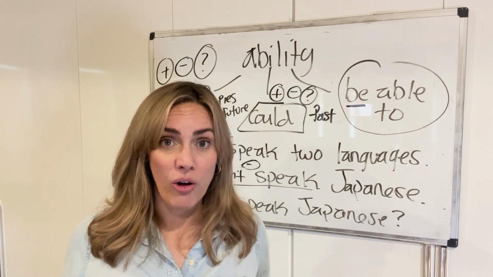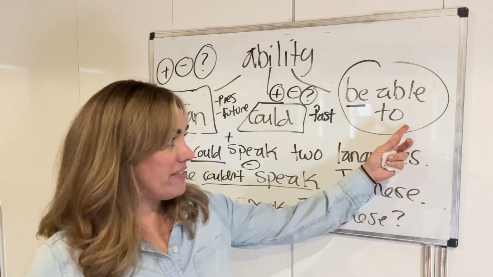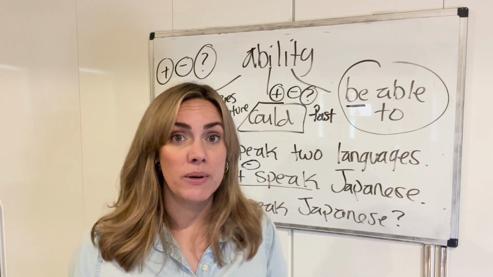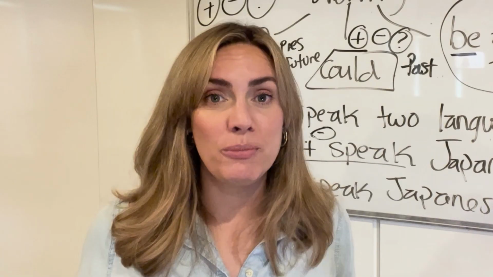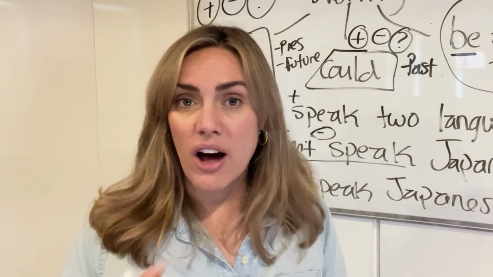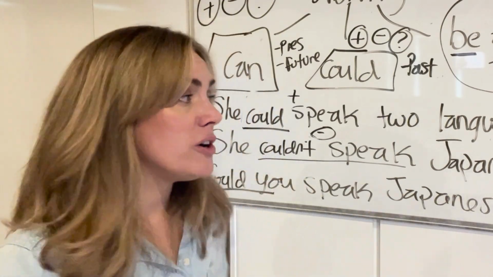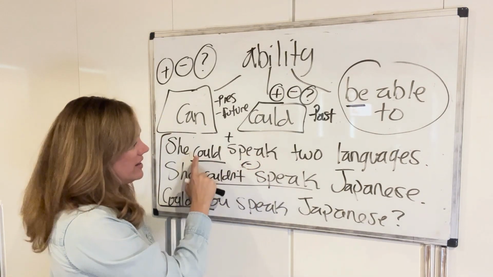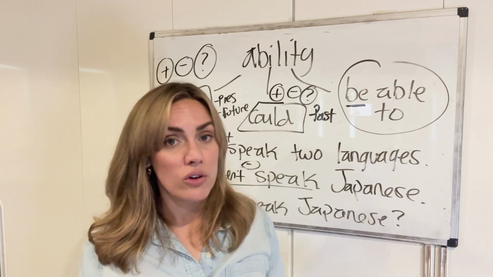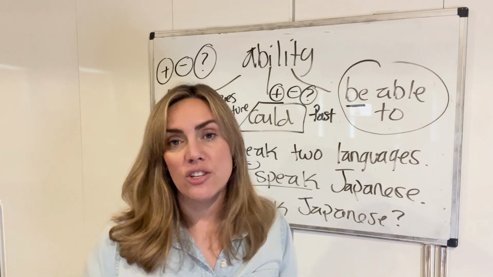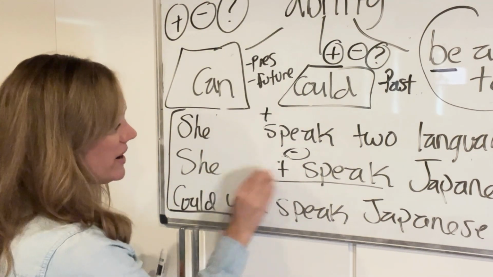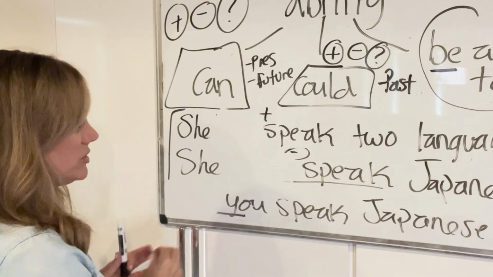But like all modals, after this one, after this one, after this one, you always want to use the base form of the verb. No change to whatever verb you use. Don't add anything, don't modify it, just use the base form of the verb, like here, speak. Could speak, that's the base form of the verb. So after be able to, you also should use the base form of a verb. So let's look at our examples again. Let's see if we can change these around and use be able to.